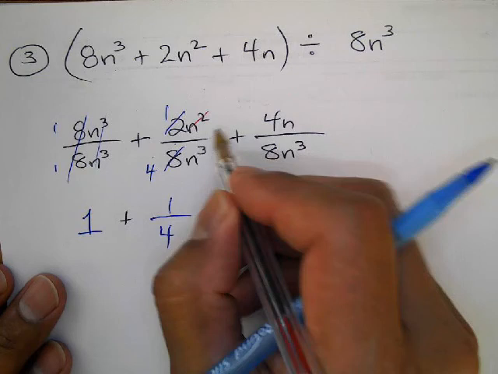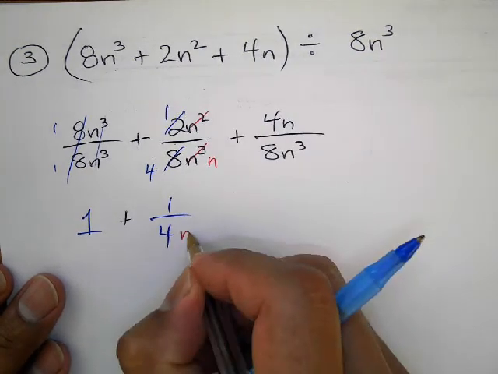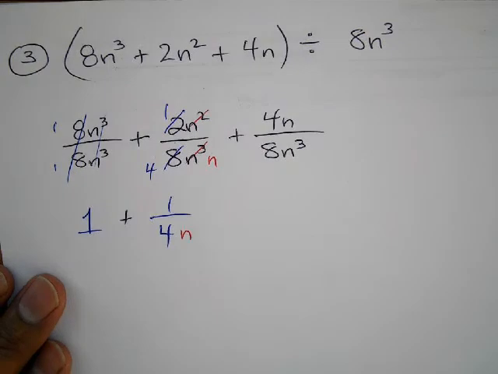And same thing with the n's. Look at the n's here. There's 2 n's here, and they cancel with 2 n's here. But where's the n left over? On the numerator or in the denominator? In the denominator. You've got to write it down here.